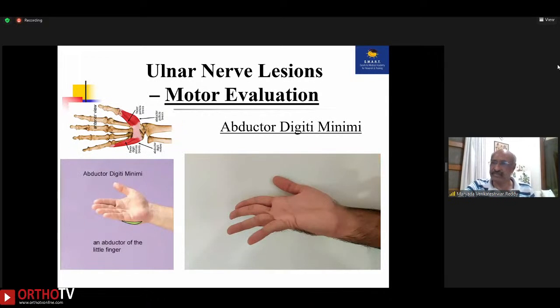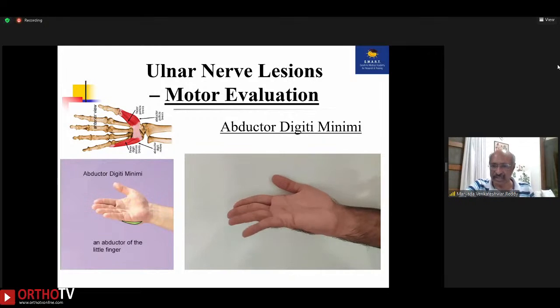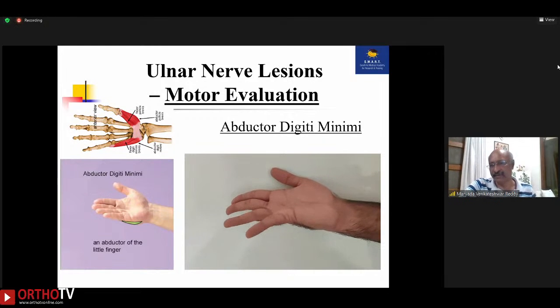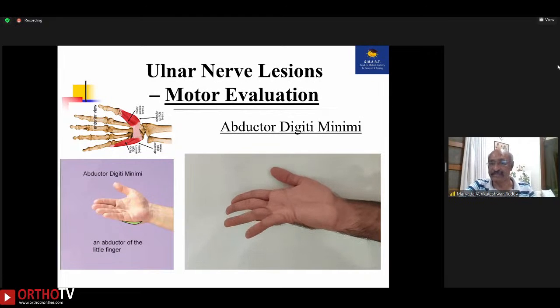Then the next muscle, among the hypothenar, one muscle you can test is abductor digiti minimi. Abductor digiti minimi is an abductor of the little finger. So the correct way to check is you ask the patient to keep the palm flat on the table and ask them to abduct the little finger. It's always safer to put it flat on the table so that it becomes easy.